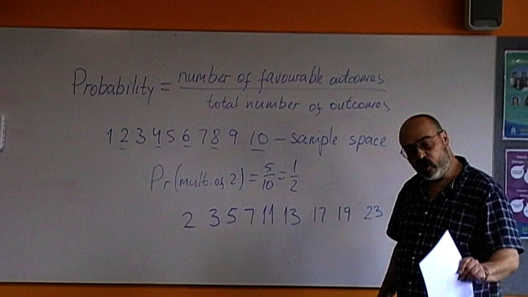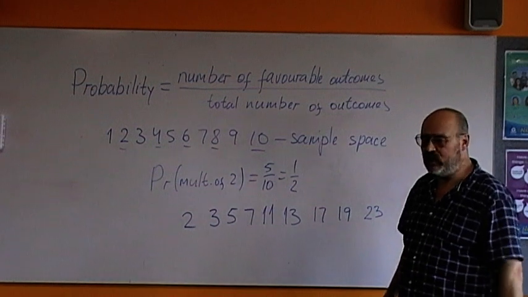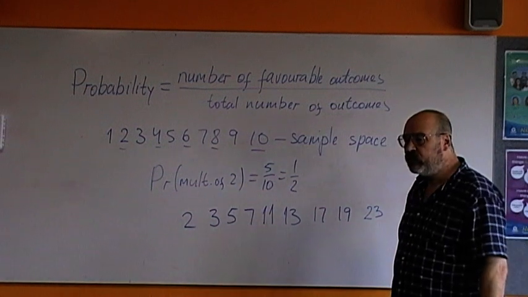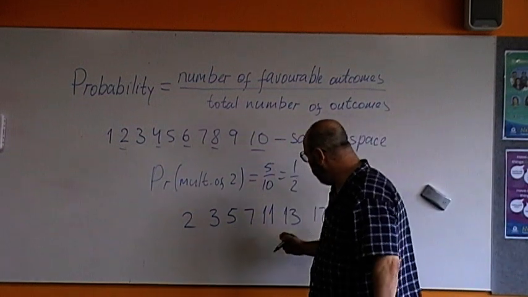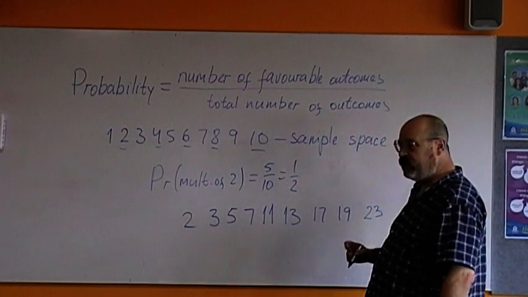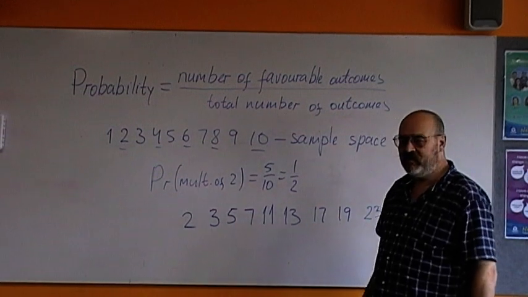One is not prime, not composite, it's special. Nine prime numbers. We have 1, 2, 3, 4, 5, 6, 7, 8, 9. So 9 out of 25.